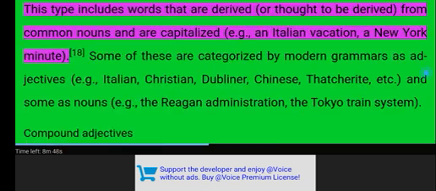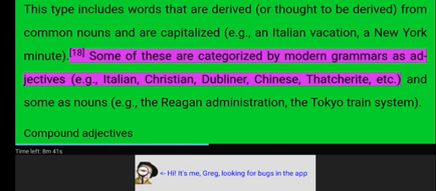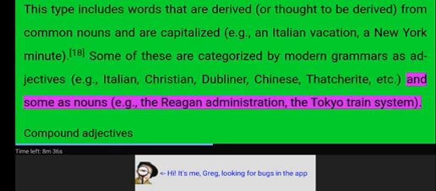Proper adjectives. This includes words that are derived or thought to be derived from common nouns and are capitalized, e.g., an Italian vacation, a New York minute. Some of these are categorized by modern grammars as adjectives, e.g., Italian, Christian, Dubliner, Chinese, Thatcherite, etc. And some as nouns, e.g., the Reagan administration, the Tokyo train system.